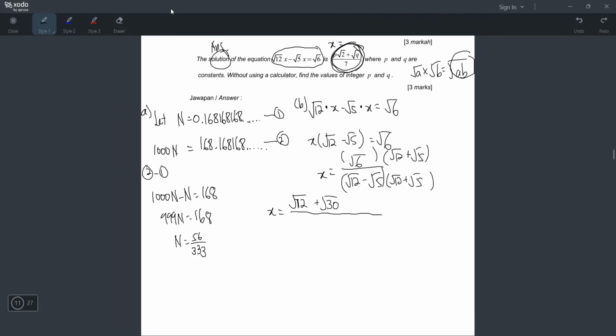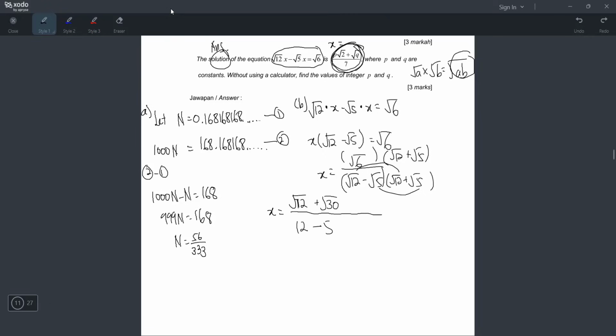Okay, what about the bottom? At the bottom, you just have to take front times front, back times back. Square root 12 times square root 12, 12. And then negative square root 5. Okay, let's look at the sign first. Negative, positive becomes negative. Square root 5 times square root 5, 5. All right. Let me tell you why you don't have to do it like this. 1, 2, 3, 4. Why you don't have to do it like this? Because they will cancel each other.